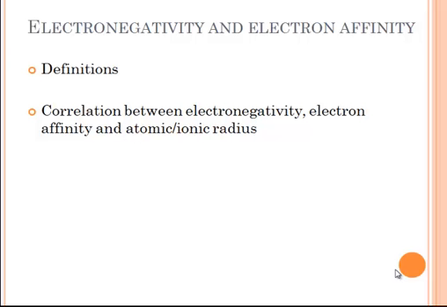Hope you enjoyed the short animation clip, and now you should understand the definitions for electronegativity and electron affinity. Electronegativity is a measure of the strength of attraction between the neutral atom and the free electron. And the electron affinity measures the amount of energy that is released when a neutral atom captures a free electron. Now, both of these parameters are intimately related to the size of the atom.